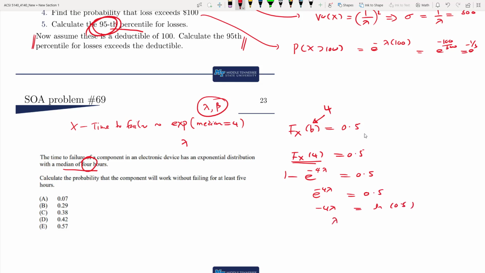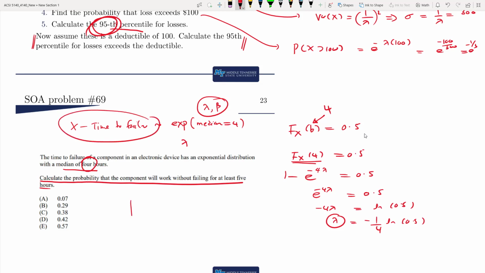That tells me that lambda equals negative 1/4 times log 0.5. So once I know the lambda, then I can come back and continue to the problem and get the answer. The second part is to calculate the probability that the component will work without failing for at least 5 hours. So time to failure needs to be at least 5 hours.